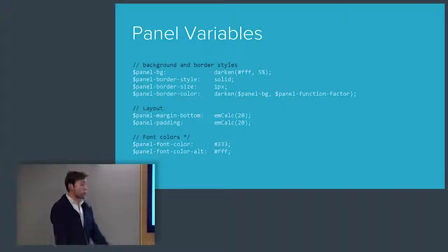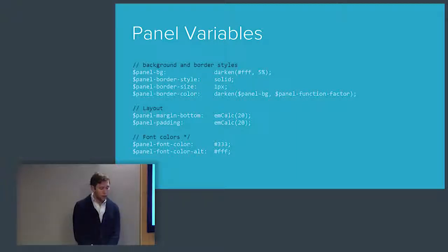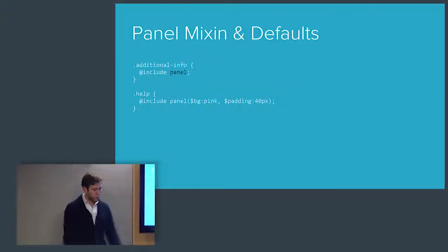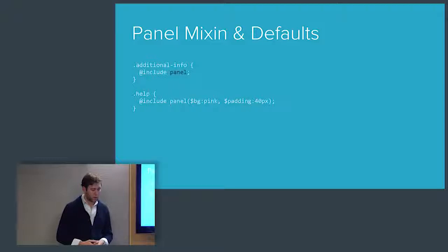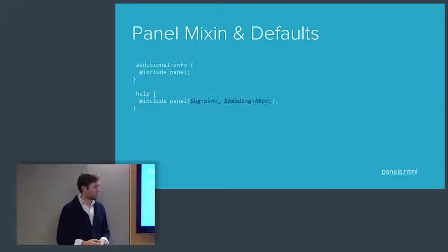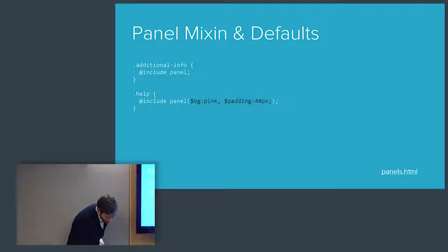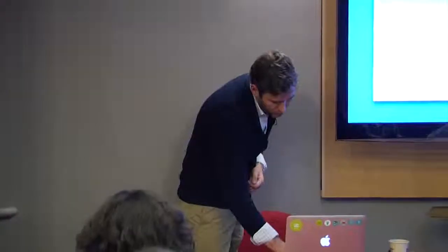And we have panel variables to work with as well. This should look familiar by now: background and border, layout, font colors. And we have mixin defaults. So if you include just the panel, you'll get just the default panel from Foundation with no special styling or anything. But you can pass arguments to it. You can pass a background and a padding argument, for example, and that'll give us some custom panels. Here's an example of that.